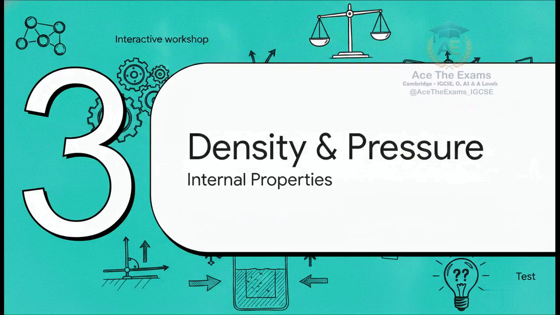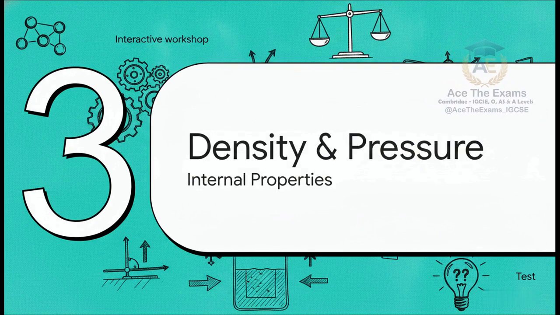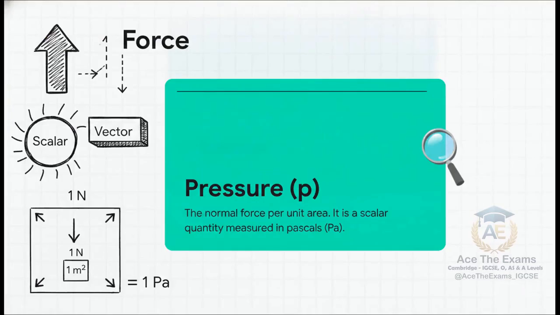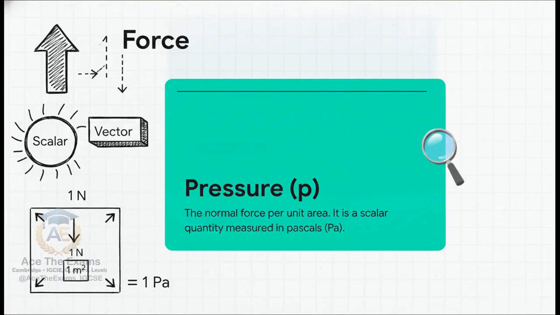Let's transition into Section 3, defining density and pressure. We are shifting from the macroscopic mechanics of levers and balloons to the internal properties of materials and surfaces. Here is a prime example of where you need to find the flaw in your own thinking before the examiner does. Imagine you write down that pressure is the force acting on an area pushing in a downward direction.